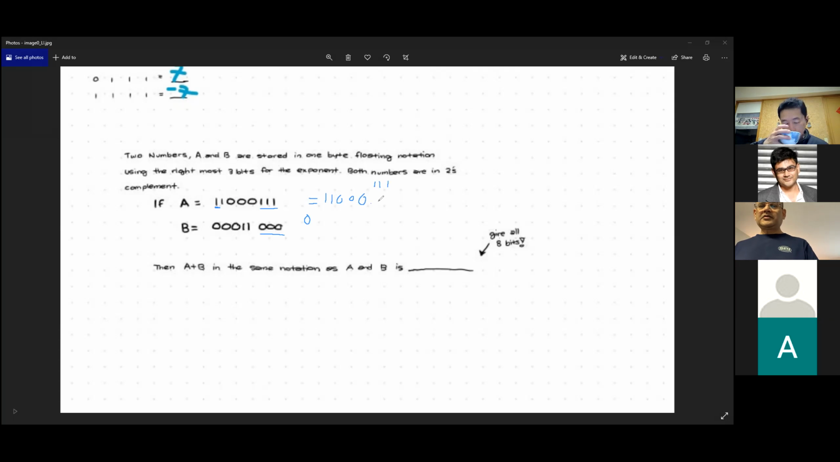Can you see my annotations, by the way? I can see your pencil moving around, but I can't see. Yeah, okay, there. You put the point there at the end. Yeah, point. Okay, there, that is a point. Now, the exponent is 111.